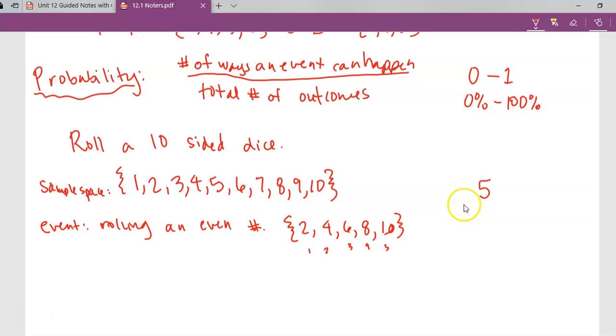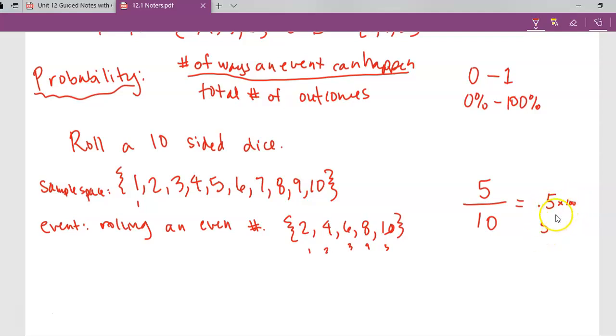So that's the number of ways the event could happen over the total number of outcomes, which is 10, right? 1, 2, 3, 4, 5, 6, 7, 8, 9, 10. There are 10 possibilities overall for rolling the die. So that's what goes on the bottom. There are only 5 that are even. So the probability is 5 out of 10, or 1/2, or 0.5. The percentage I would get by multiplying that by 100, right?